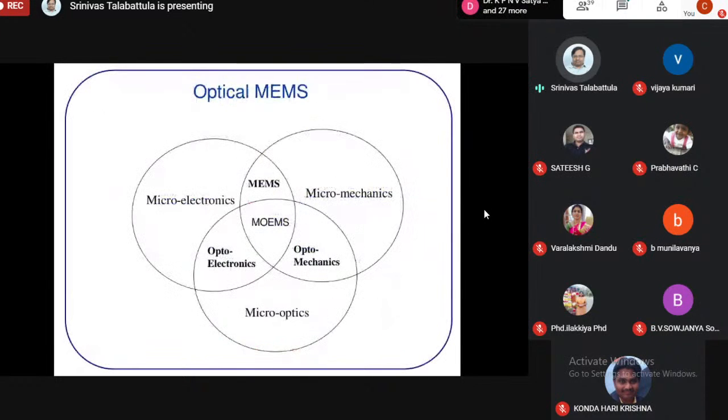So other important application that people talk about is the optical MEMS, very popular subject both from mechanical engineers as well as electronic engineers. You can combine optical devices also onto the same chip. That is an important outcome I can mention about optical MEMS.